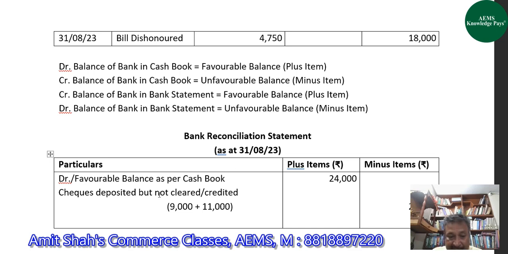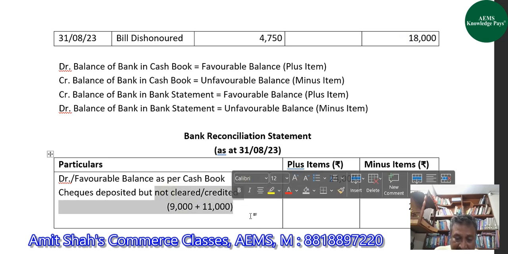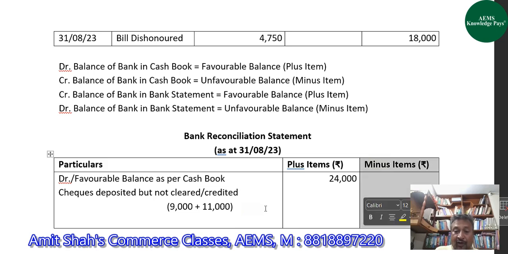So what we did, guys, we first found out the reason for the difference. We found the two checks which we deposited but which have not got cleared or credited in the bank. We are moving towards the bank statement balance only. In the bank statement, they have not got cleared, and because of that the balance is less than the cash book balance. Since it is less, we will write it in the minus column. Am I clear, guys, or not? Yes, sir.